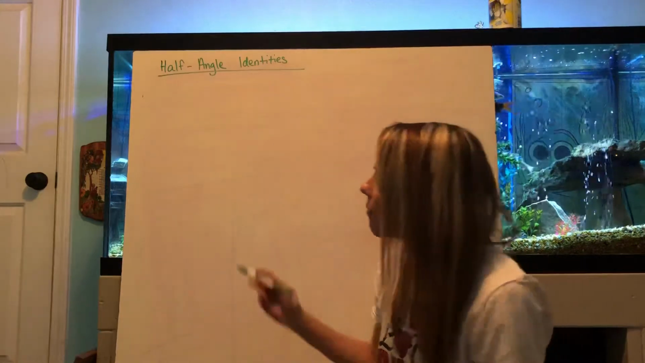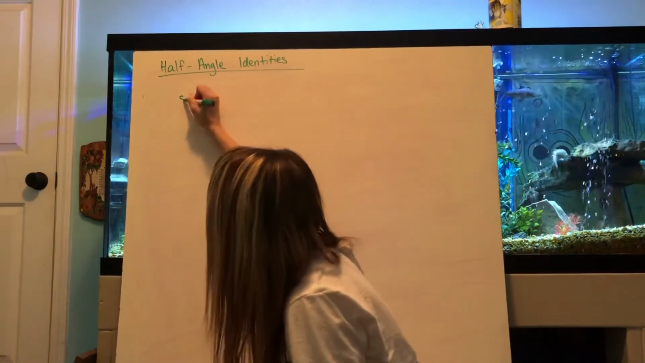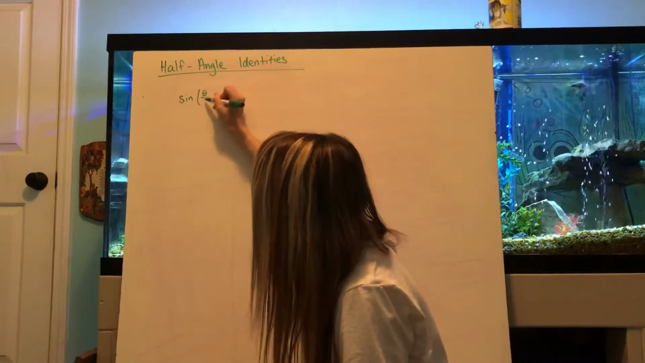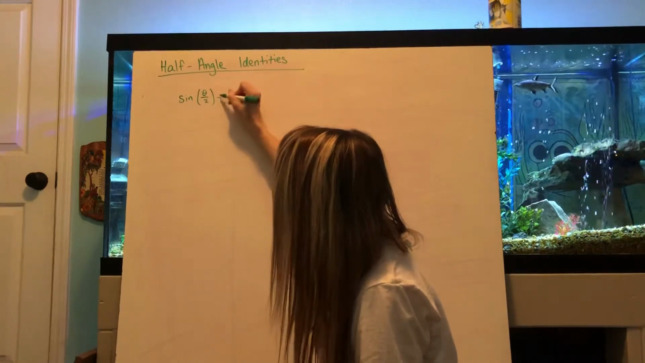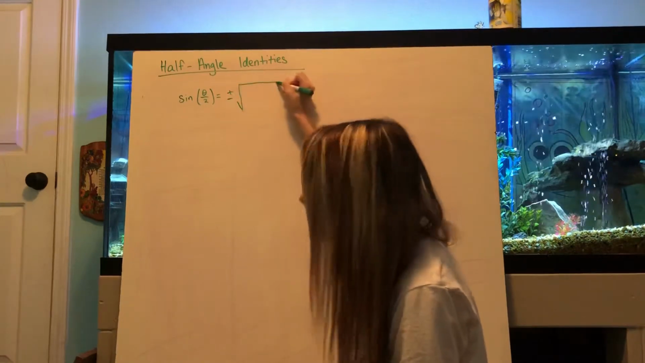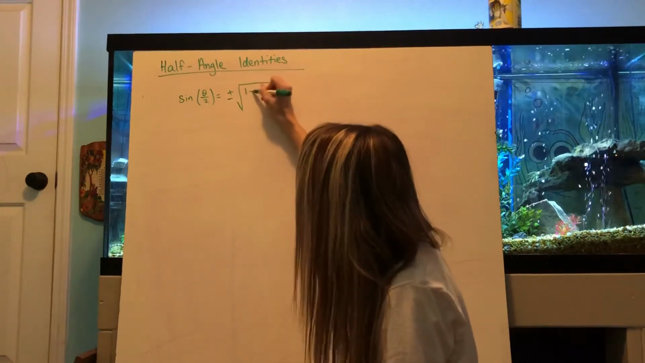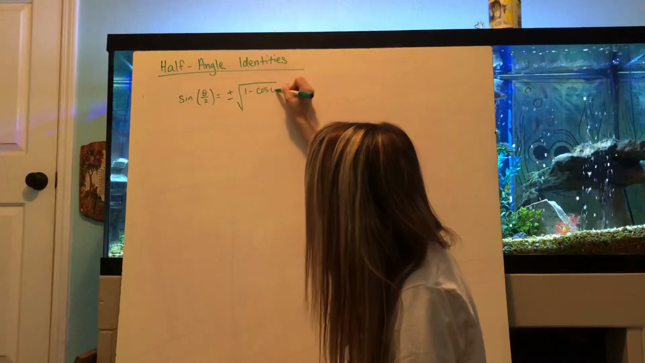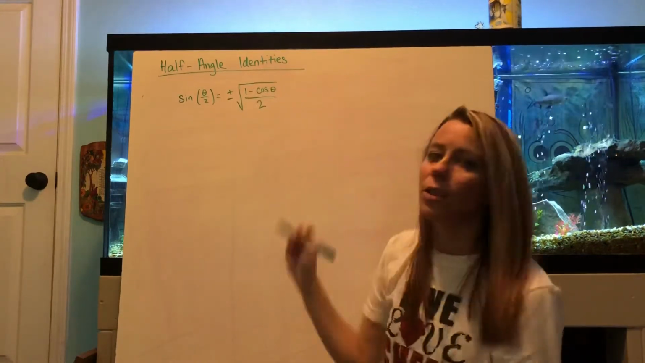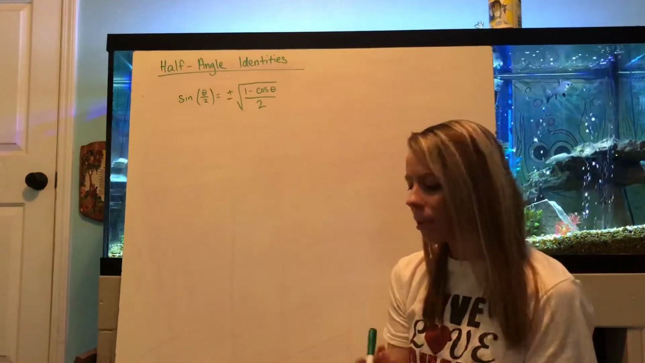Okay, so our half-angle identities: sine of theta over 2 equals plus or minus the square root of 1 minus cosine theta over 2. Okay, that's the first one. Put that one in the first box.